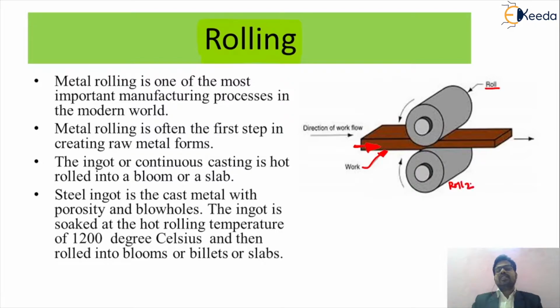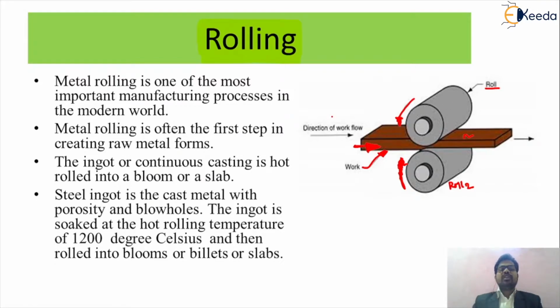As we see, friends, the directions of these rolls are opposite to each other. Because of the rotation of these rolls, the workpiece available between the two rolls will be converted into a thin sheet. Then this thin sheet, according to our requirement, is moved towards the required form. So this is the actual process of rolling.